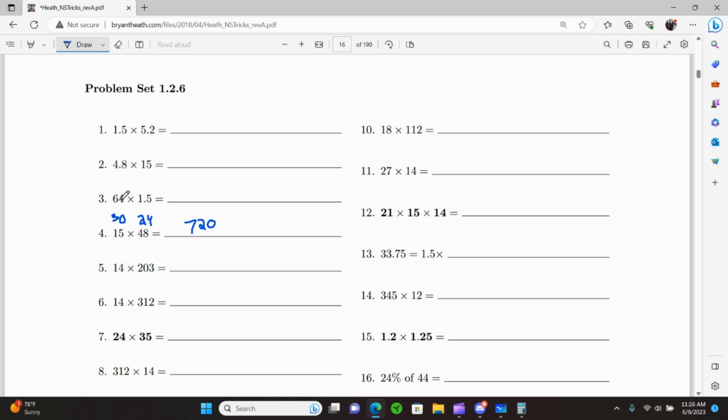Take a look back now at number 3, 64 times 1.5. How would you change these numbers around to make it easier? I'll let you pause the video now and try to find out what's the easiest way to solve number 3, 64 times 1.5.